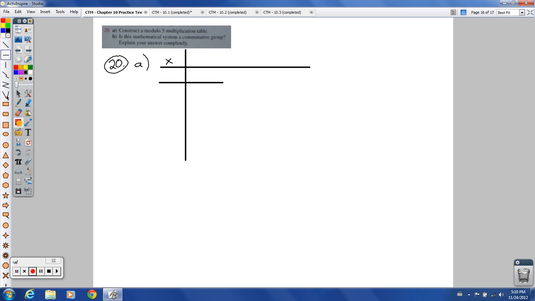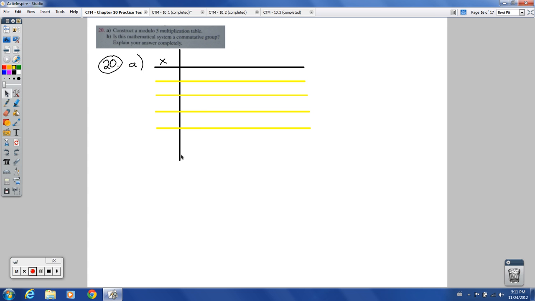Across here, I'm going to have 5 rows, 5 columns. So here's 0, 1, 2, 3, and 4. I can just move that up a little bit. I don't want to use the digit 5. It's just going to be the digits 0 through 4.